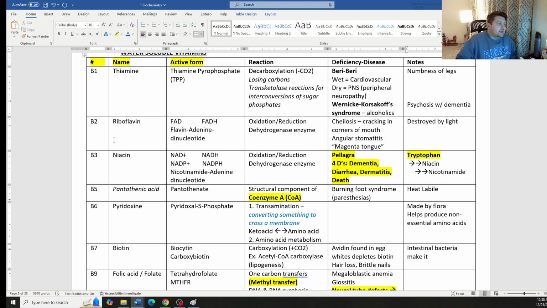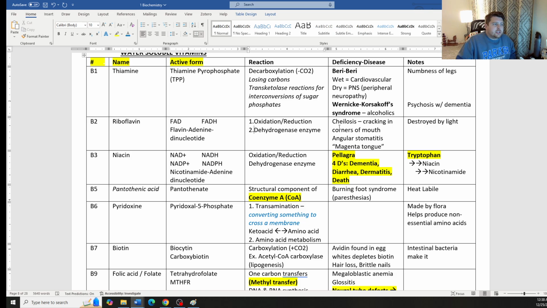Our next one is B2, which is known as riboflavin. Riboflavin is our base component for all of these: FAD, FADH, or flavin adenine dinucleotide. We want to know all of the different potential names for this. Specifically, this takes part in two reactions: oxidation-reduction reactions, and then dehydrogenase enzyme reactions.